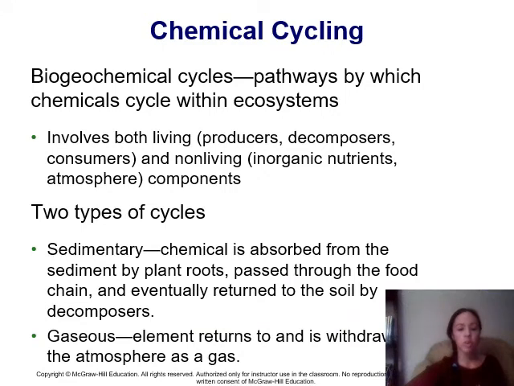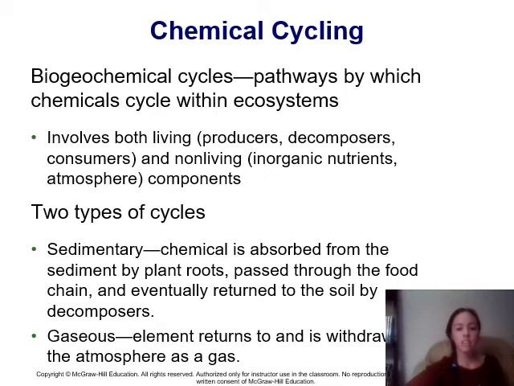So we just went over energy cycles within an ecosystem. So now we'll look over the chemical cycles. Biogeochemical cycles are pathways by which chemicals cycle through an ecosystem. And there are two types: sedimentary and gaseous.